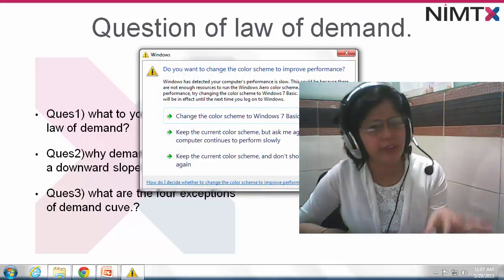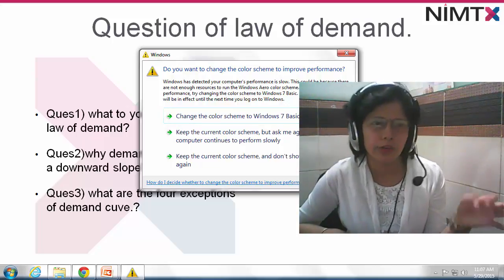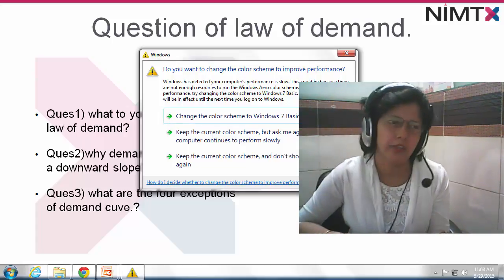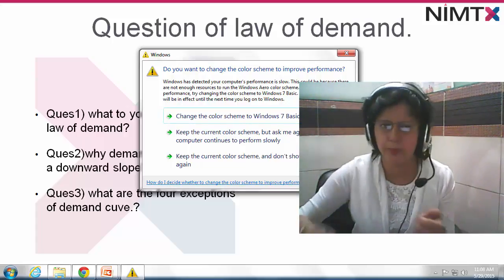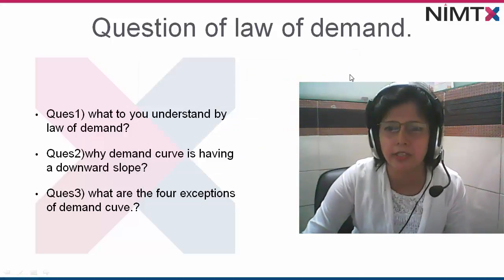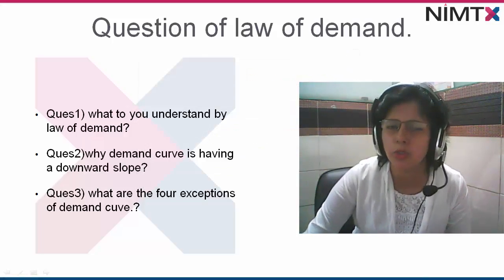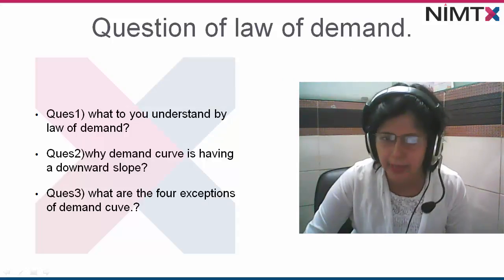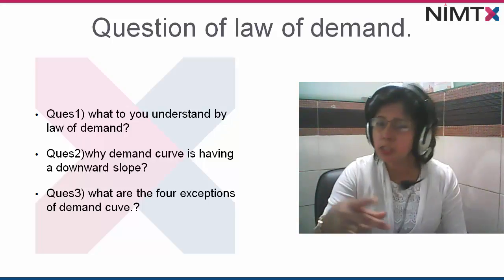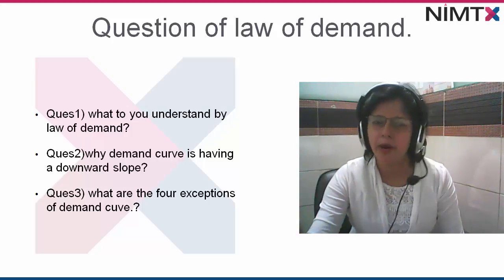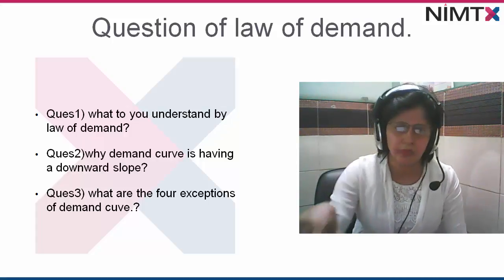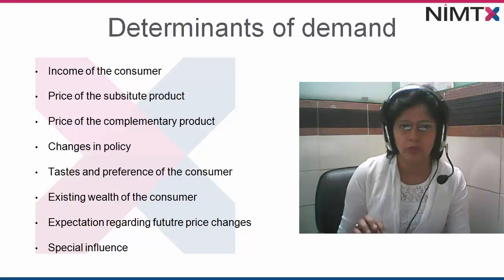If you have any doubt, then you can post your question on your login account. I will revert to you as soon as possible. And I have some questions regarding what we have covered earlier. My first question is, what do you understand by law of demand? Here you simply write the definition which I told you earlier. The second is why demand has a downward slope. And the third is what are the four assumptions of the downward slope.